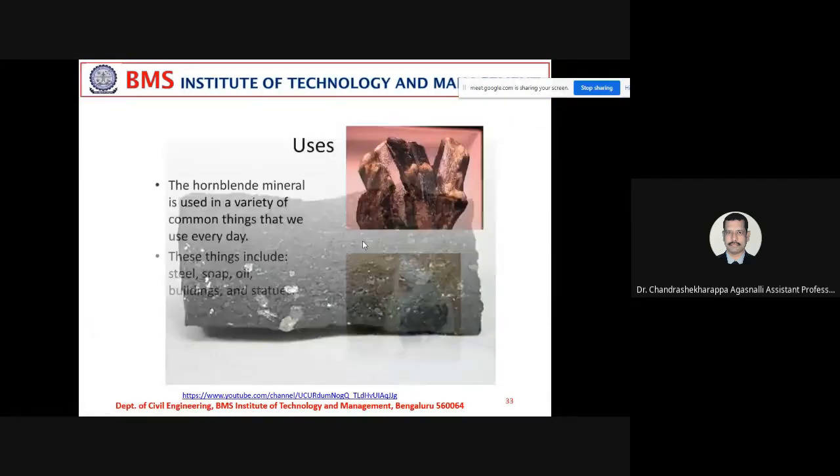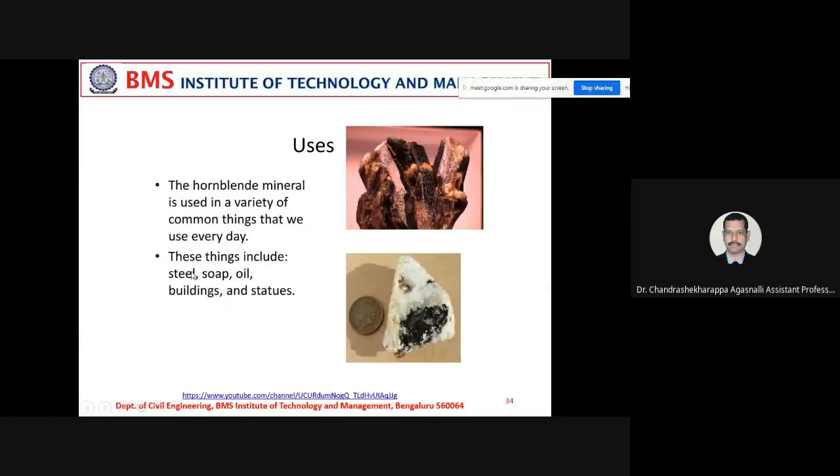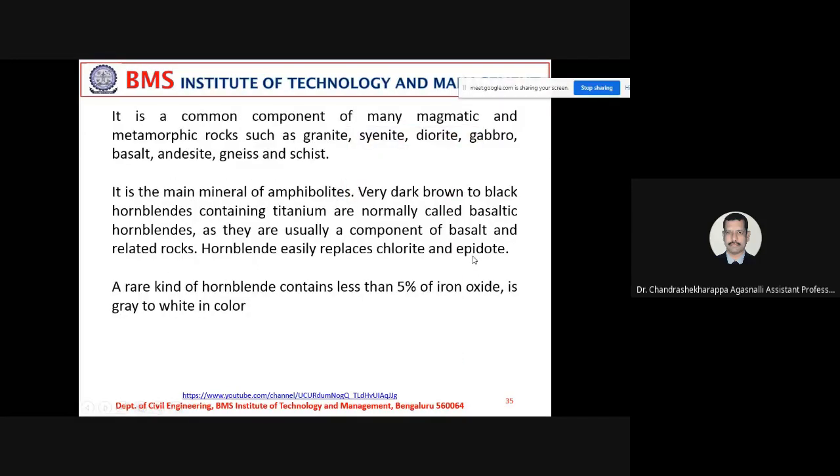It's black in color, and uses include steel, soap, oil, building, and statues. But why are we using this in other things? This may be a small percentage. We are not going to use this type of mineral 100% in steel and so on. If it is really required for 1% or 0.5%, only at that time we are using this, not all the time. It is a common component of many igneous and metamorphic rocks: granite, syenite, diorite, gabbro, basalts. You can get these amphiboles. It's a rare kind of hornblende that contains less than 5% iron oxides, and it's also green in color.